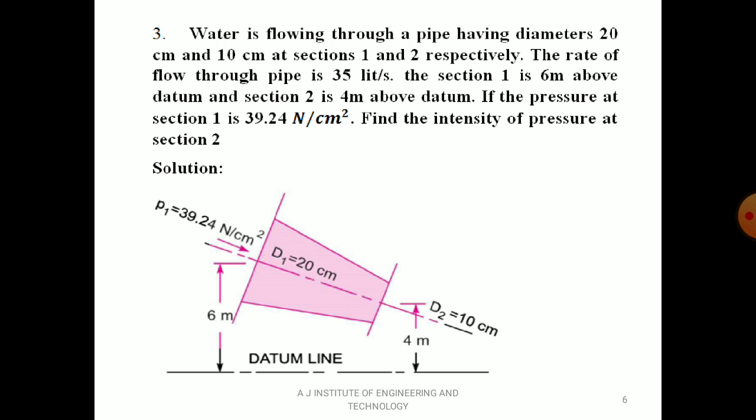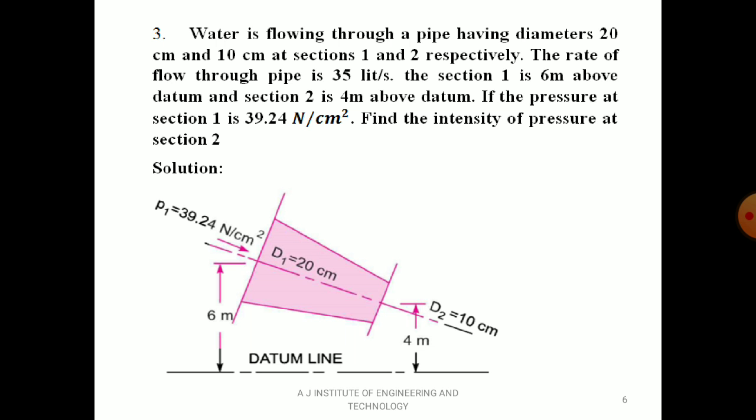Now, water is flowing through a pipe having diameter 20 centimeter and 10 centimeter. That's a tapered pipe. You already studied about tapered pipe in mechanics of material. On one side the diameter varies, either gradually increasing or gradually decreasing. So it is gradually decreasing here. At section 1 it is 20 centimeter and at section 2 it is 10 centimeter.